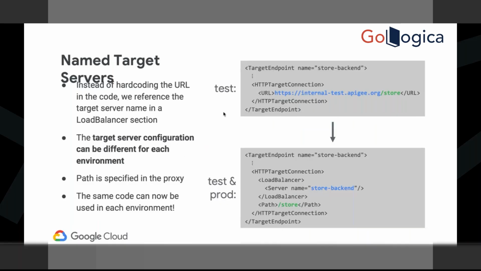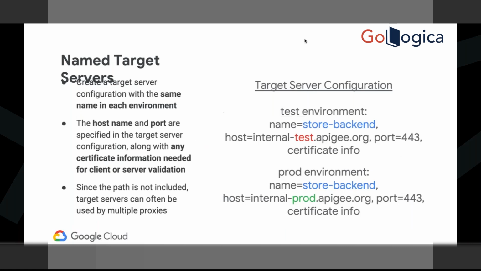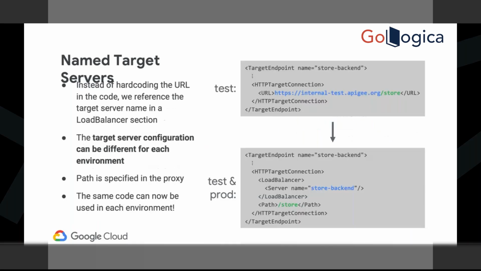Now, if you are using a target server, first, this is a configuration we create from the UI. At the environment level, we create the target server, and we keep the same name. Remember, this name remains the same. The same name in the test environment will point to the test backend, and in production it will point to the production backend. That way the name remains the same, because in our Apigee proxy code we give the name of the target server. The name of the target server remains the same, while based on the environment it keeps changing, so the host name changes.